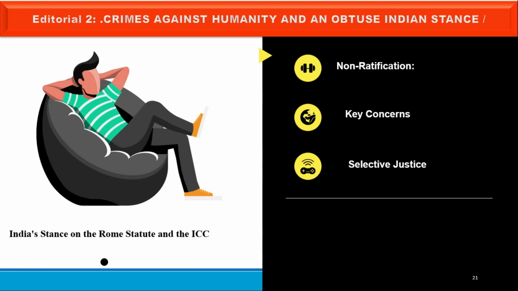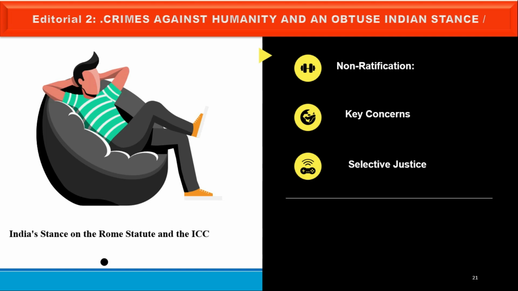First of all, India's stance on the Rome Statute. What is the stance on the ICC? That is non-ratification. India has not yet ratified the Rome Statute, which established the ICC, due to concern over the court's jurisdiction and implications for national sovereignty. India feels that it will affect our sovereignty, so India has not yet ratified the forum, and there are key concerns behind that.